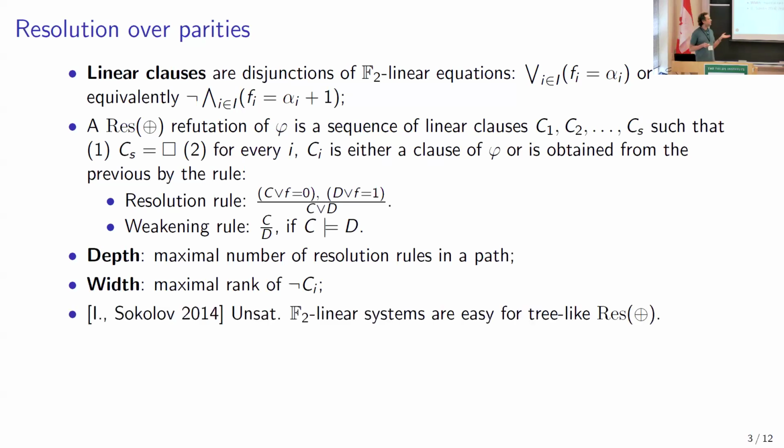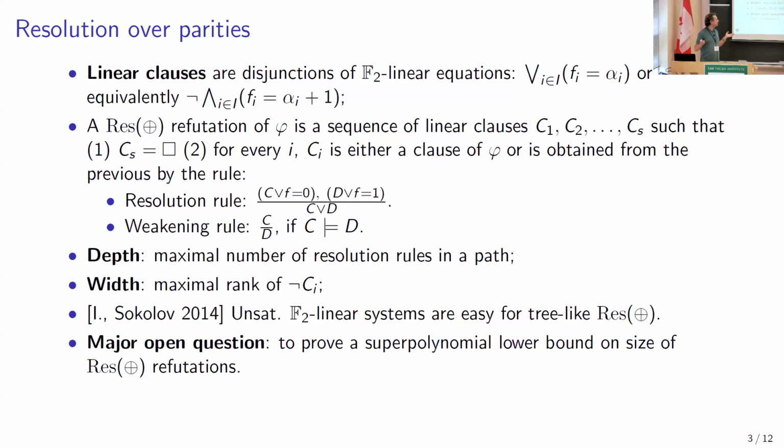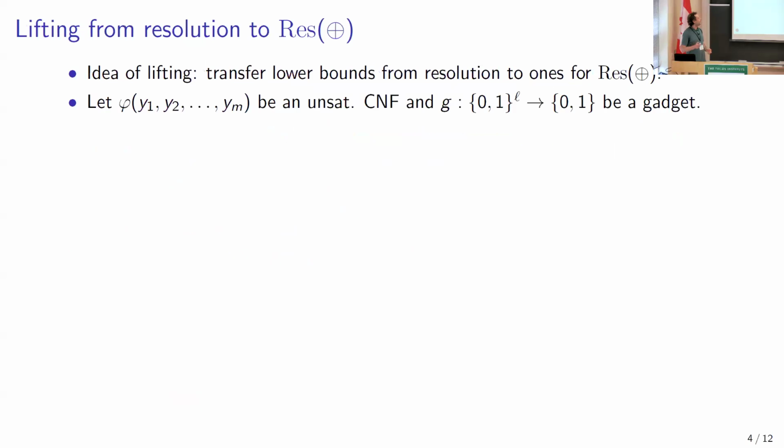It is easy to see that F2 linear systems are easy even for the tree-like version of this proof system. The major open question is to prove a superpolynomial lower bound for refutation in this proof system. Its importance was described in the previous talk: it is a subsystem of AC0[2]-Frege. In this talk, we will also speak about the lifting technique.